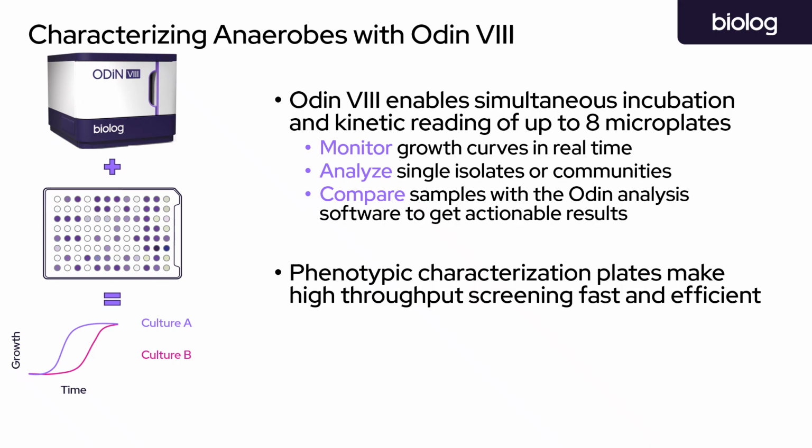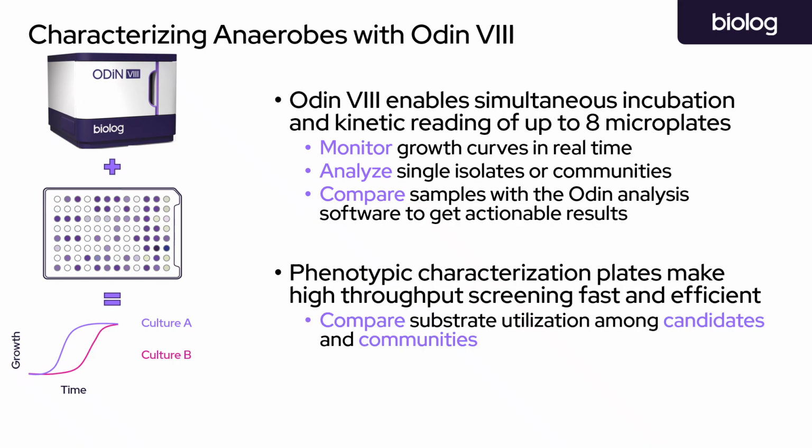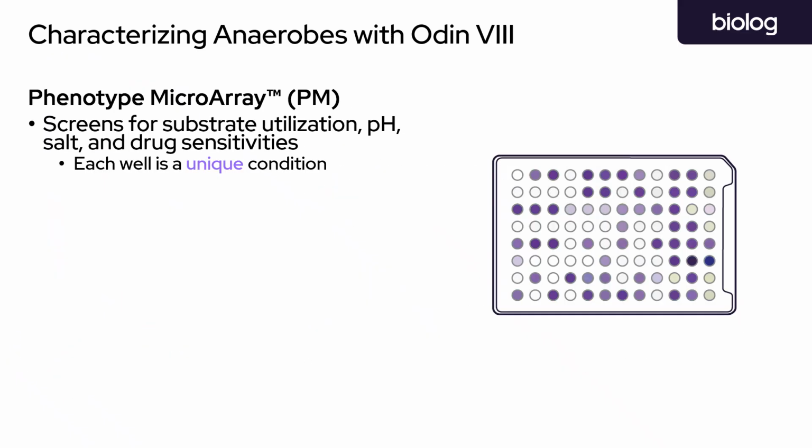Our lines of phenotypic characterization plates make high throughput screening of communities and candidates very easy, allowing you to spot key differences in substrate utilization and sensitivities under a variety of different conditions. The characterization platform I'd like to focus on today is our Phenotype MicroArray plate series, or PM plates, which screens samples for substrate utilization of carbon, nitrogen, phosphorus, and sulfur compounds, as well as sensitivities to pH, salt, and a variety of drugs and inhibitors, where each well of the microplate is a unique condition.